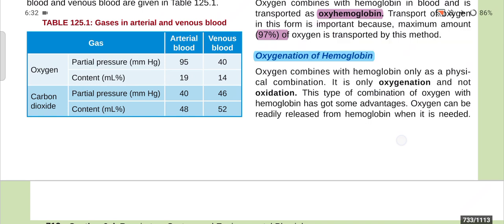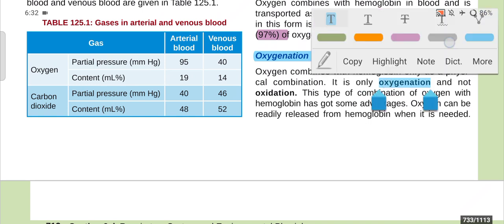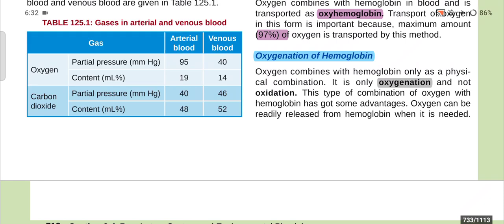So, what is the difference between oxygenation and oxidation? The oxygen is transported by hemoglobin, but it is not making such bonds that it is integrated with hemoglobin. It is not integrated. Hemoglobin is just a carrier, nothing more than that. So it is oxygenation of hemoglobin, not oxidation of hemoglobin.